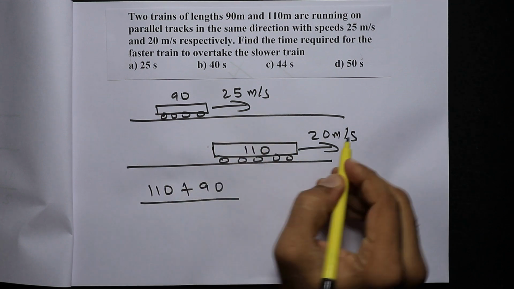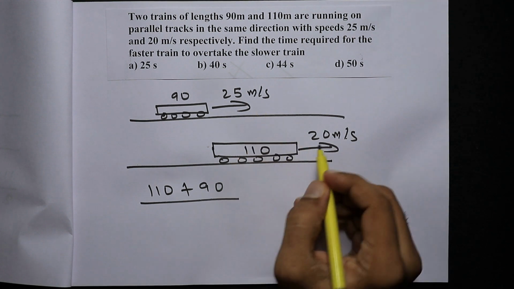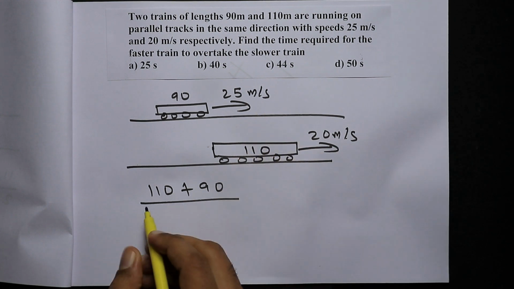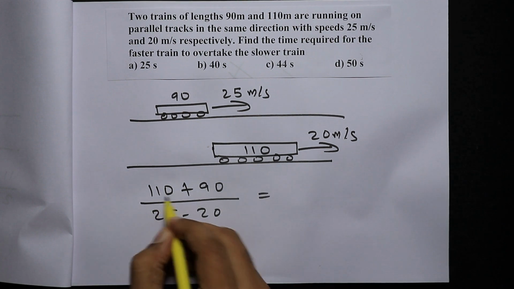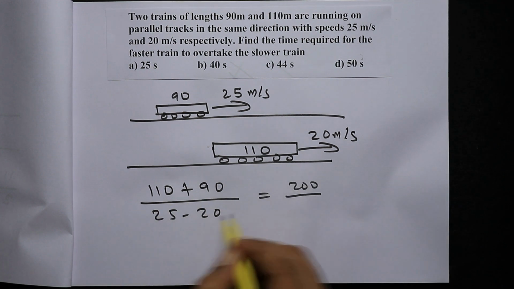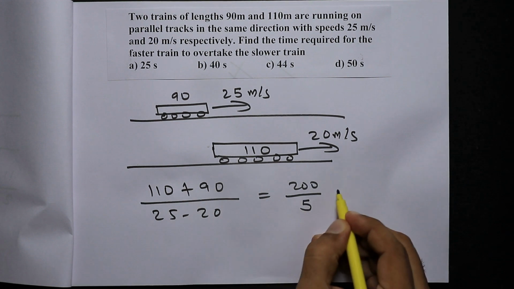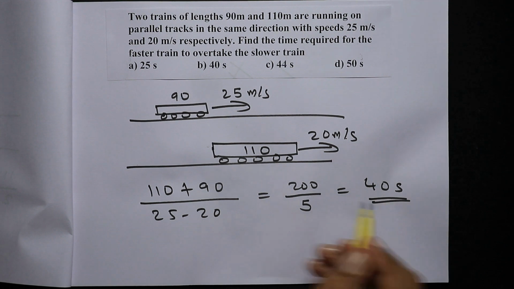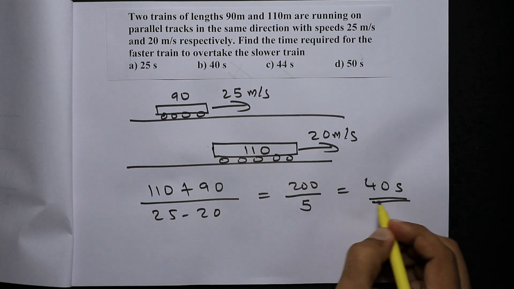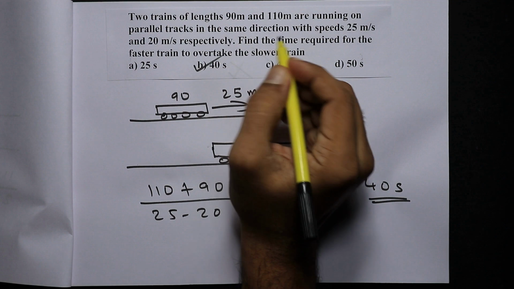Now they are both moving in the same direction. So relative velocity will be the difference of their speeds. So that will be 25 minus 20. So that will be 110 plus 90, 200, by 25 minus 20. So altogether 40 seconds. So that is the time required for this train to overtake this train. 40 seconds, option B.